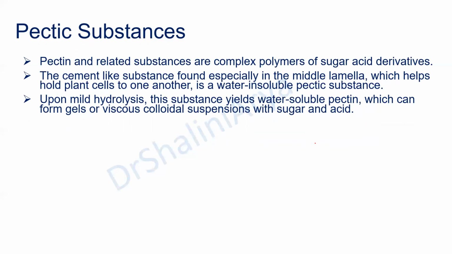So during processing, what happens? Suppose there is a vegetable or fruit that has pectic substances as well as acid. Upon hydrolysis, this substance yields water soluble pectin, which can form a gel or viscous colloidal suspension with sugar and acid. A very good example is tomato puree. Tomato has these pectic substances. When you take out the tomato juice from the tomato, it is thin, but the moment you start cooking it, it forms a gel.